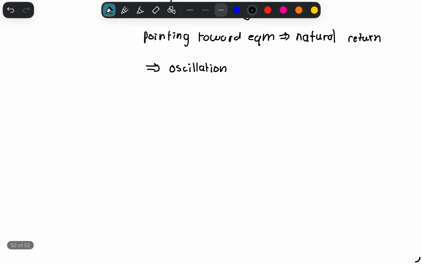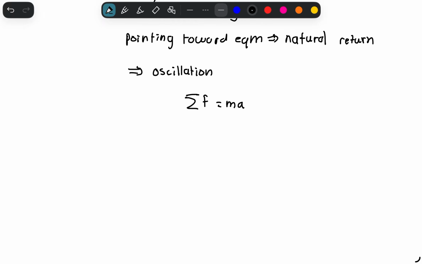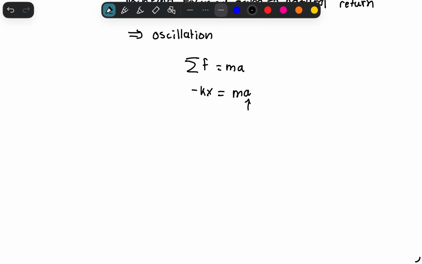So we can apply Newton's second law, where the summation of forces is equal to mass times acceleration. So we know that we have negative kx and we have ma. So if we rearrange this for acceleration, we can divide both sides by m, and then we have that acceleration is equal to negative k over m times x.